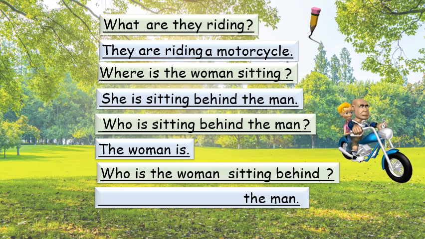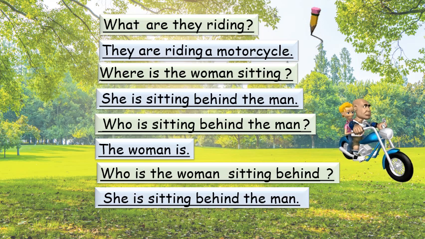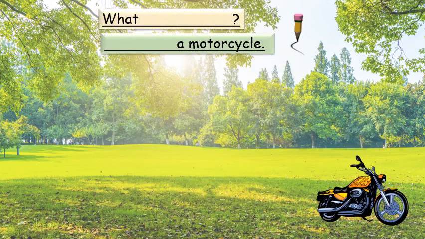Who is the woman sitting behind? The answer? She is sitting behind the man. Past tense. What? A motorcycle. Question? What did they ride? The answer? They rode a motorcycle.